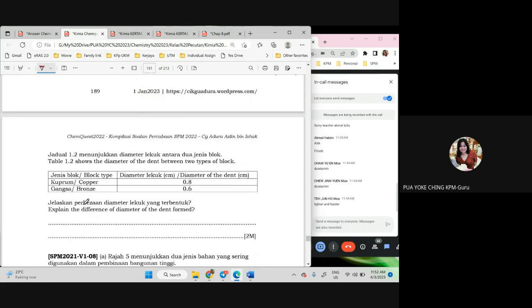So, ini dia suruh you explain the difference. Jelaskan. Macam biasa, tengok difference. So first point mesti everyone boleh dapat sebab you boleh baca nombor. Ini 0.8, ini 0.6. So point 1 ialah diameter of dent form on bronze block is smaller.